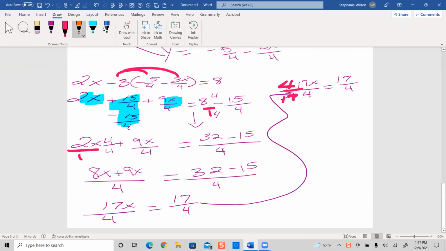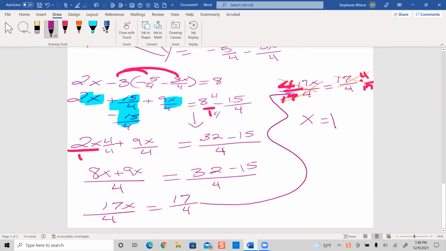What happens? 4 goes into 4 once. 17 goes into 17 once, and it leaves me with 1 times x, which is x. And that's what we want. What we did to that side, now we're going to do to this side. And what happens? It works out real nice and pretty. 4 goes into 4 once, 17 goes into 17 once. And now I know the value of x, it's 1.